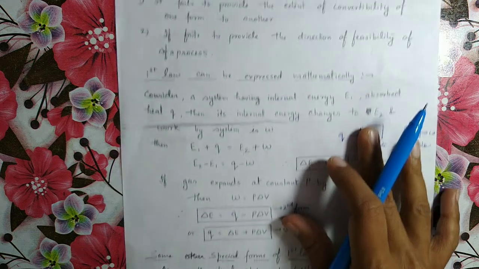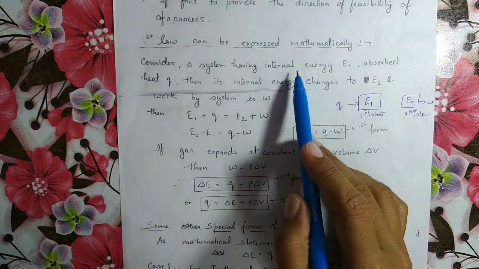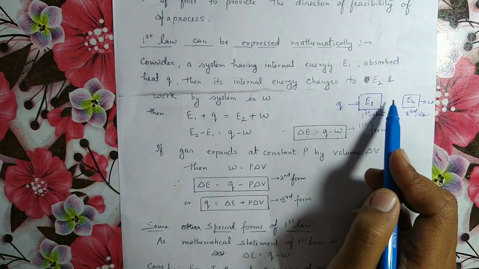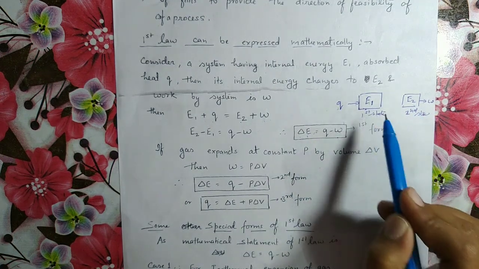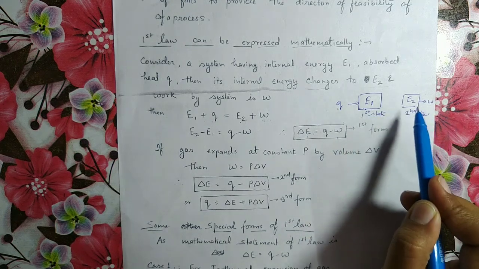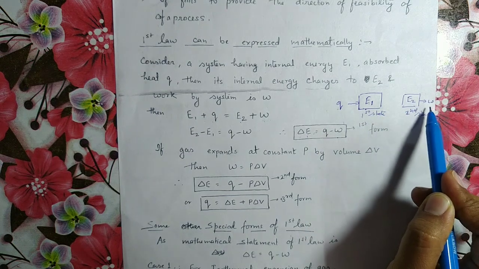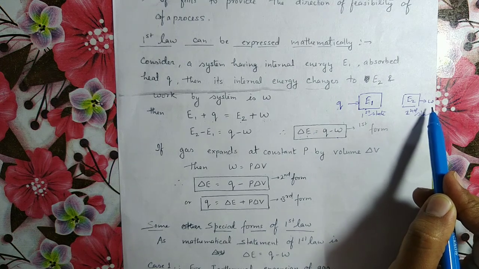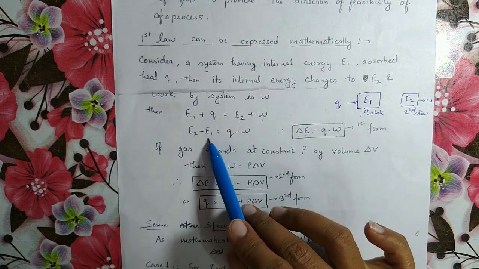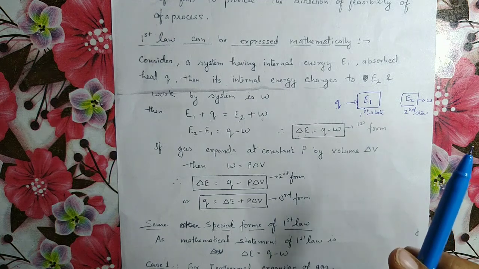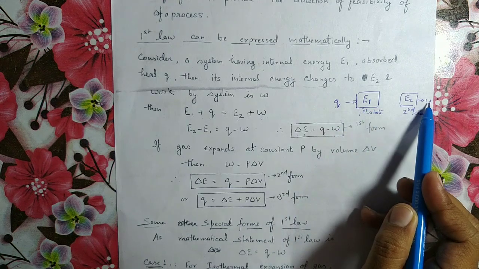Then we come to the mathematical expression for the first law. Right? Consider a system having internal energy E1 that absorbs Q amount of energy, and then this system changes its state and the internal energy of the system changes from E1 to E2, and W is the work done by the system. Then you can find the change in internal energy, that is E2 minus E1 is equal to the amount of heat absorbed by the system minus W.